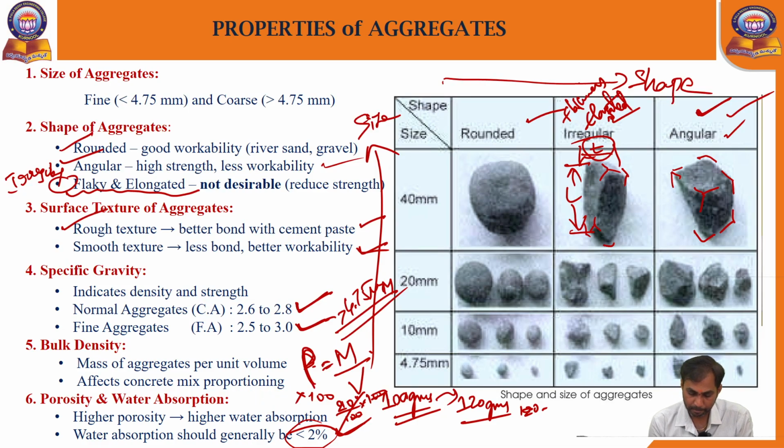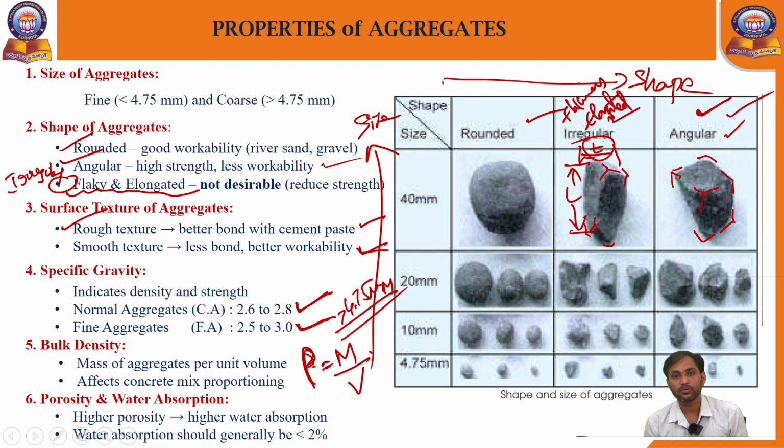Okay, for example 101, or 102, like that. 101 minus 100 by 100 into 100, so 1 percent, not 101. Okay, done. There is a small calculation part, which is located in the code books. Okay, so these are the properties of aggregates.